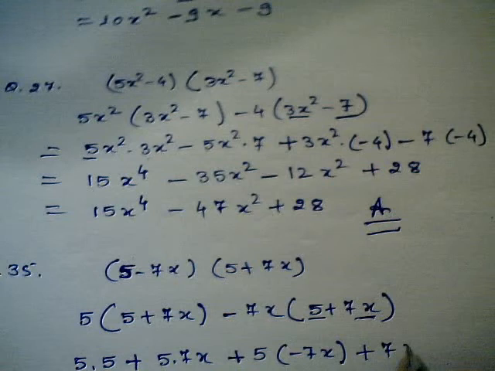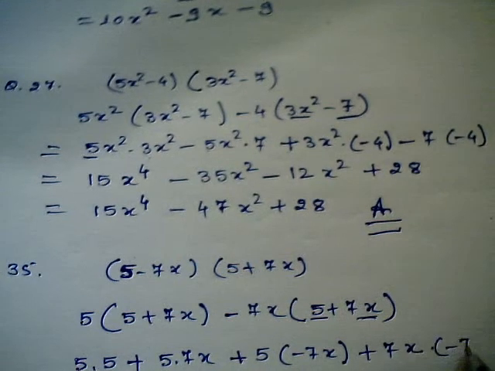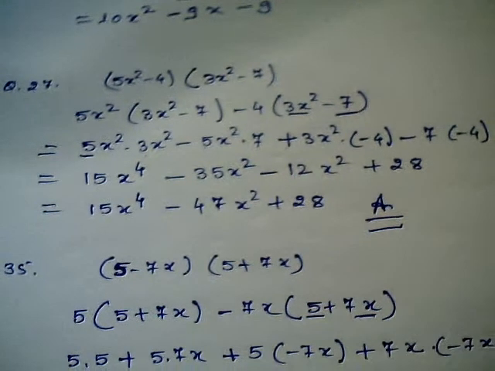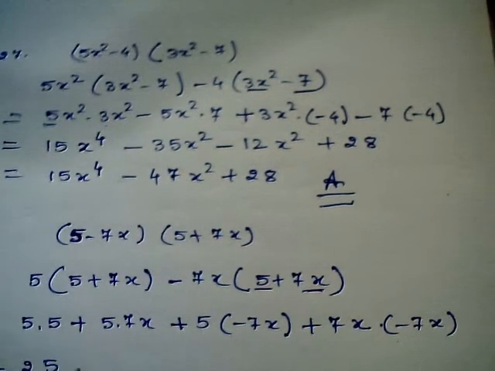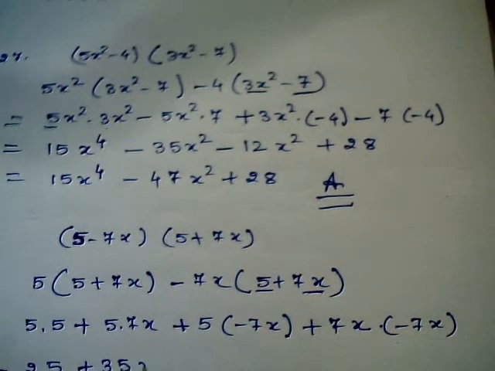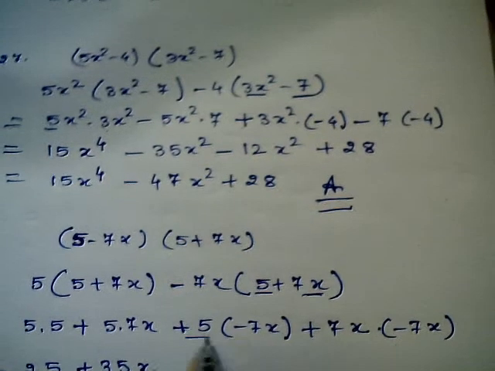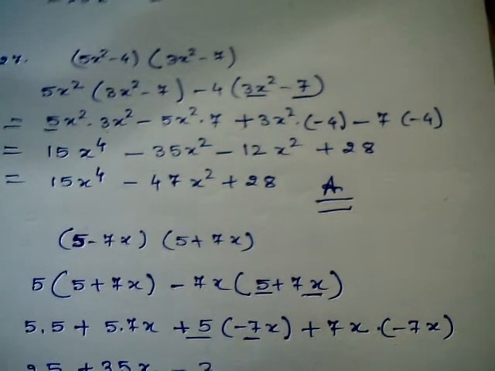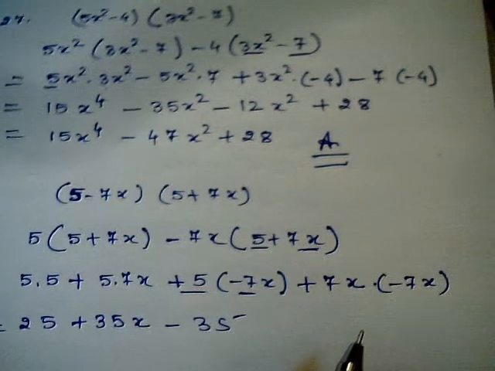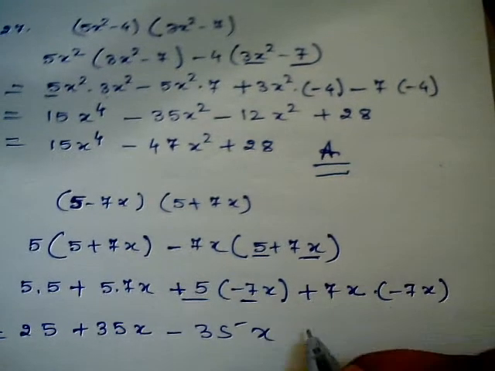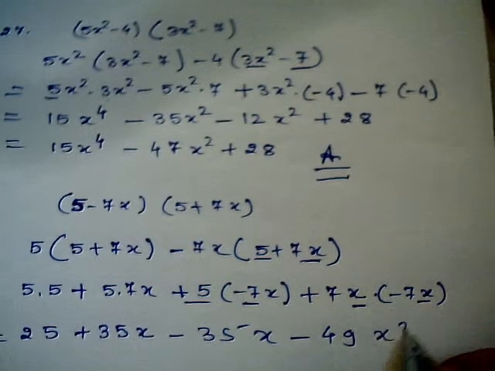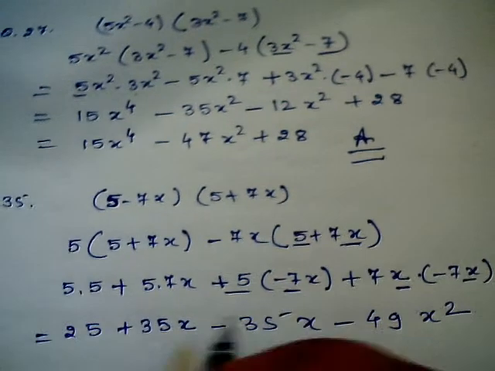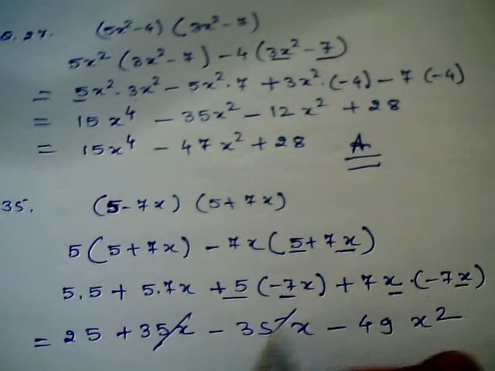Now 5 times 5 is 25, 5 times 7x is 35x, that's positive 5 times negative 7, so negative 35x, and that's going to be negative 49, and x times x is going to be x squared, correct? This is positive 35x and that's negative 35x, they cancel out, so the answer is going to be 25 minus 49x squared.